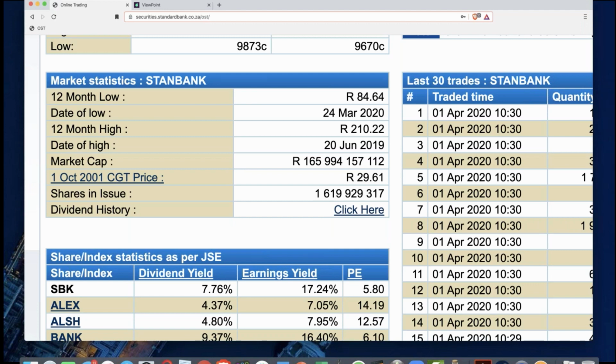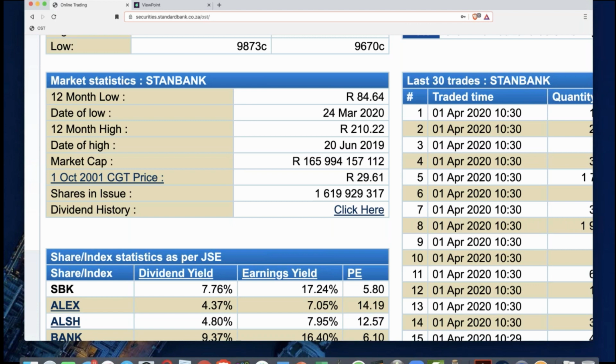Market capitalization, call that 166 billion. That in essence is number of shares multiplied by the share price. That just tells you if you wanted to buy all of Standard Bank with no premium, you'd get a little bit of change from 166 billion ZAR.